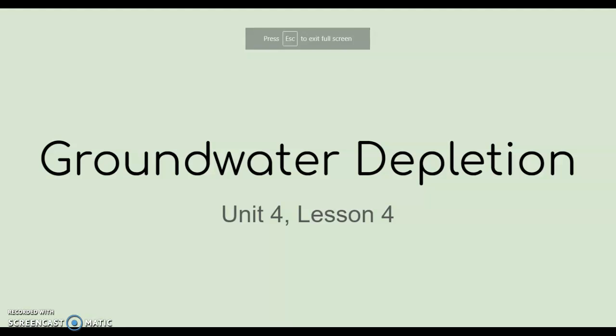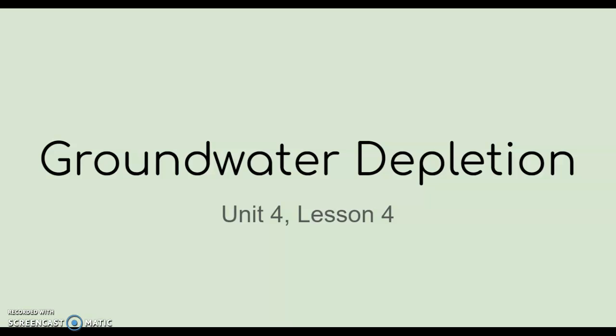Today we are going to be going over Unit 4, Lesson 4, which is all about groundwater depletion. Now, yesterday's lesson was all about groundwater. Where does it come from? How does it get into the ground? Where does it go? What's the difference between a confined and an unconfined aquifer?